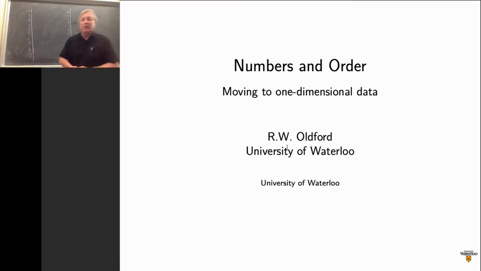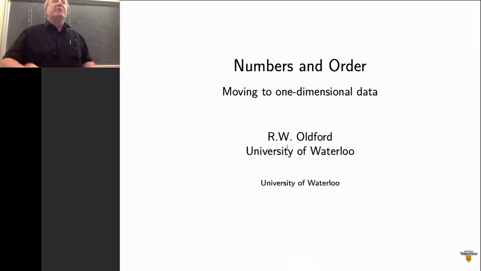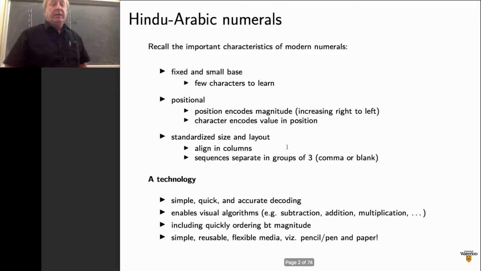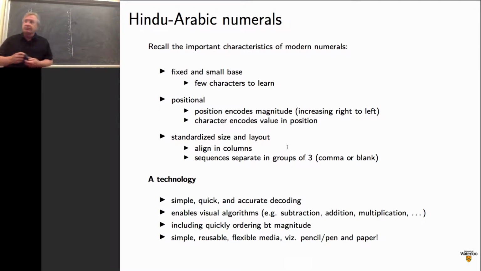So wanting to continue on, we're going to move away from zero-dimensional data now, moving towards one-dimensional data. We're going to start increasing dimensionality throughout this course. We're going to move first from our numbers, taking advantage of what we know about numbers. You recall from last day that there are important characteristics of our Hindu-Arabic numerals that matter for visualization purposes.